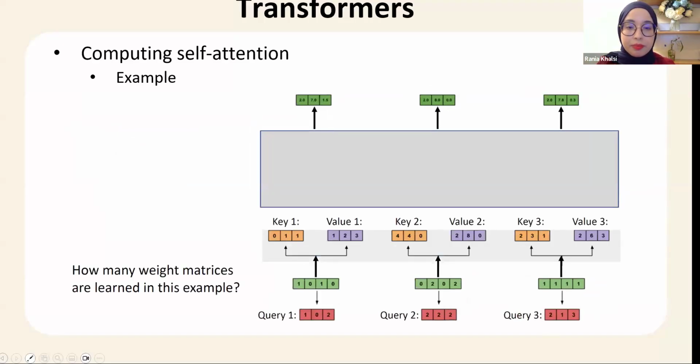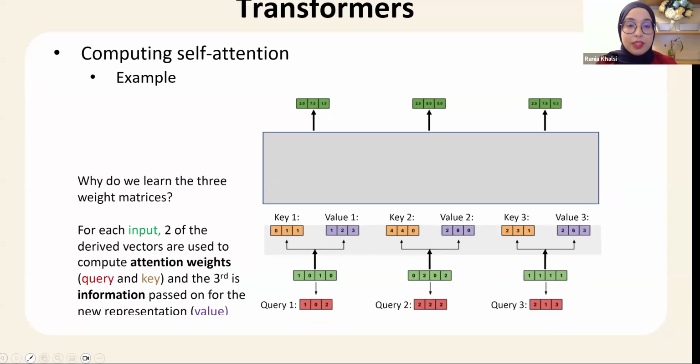Once we have this information for each input token, we have the key, value, and query. We generate these three matrices, one for key, one for value, and one for query. These matrices contain the learnable parameters that will be used to compute the self-attention. Great.